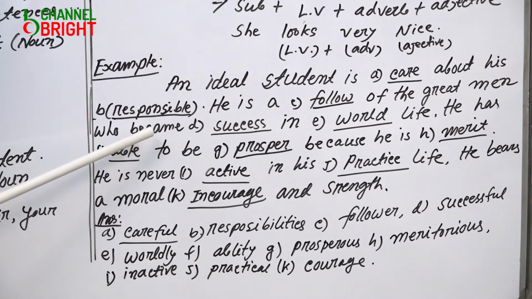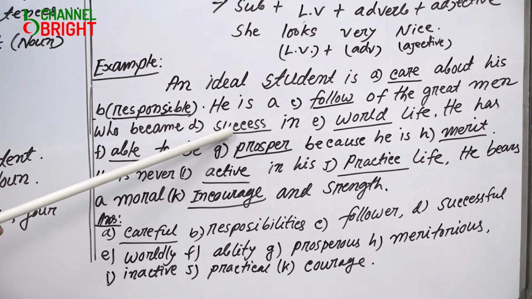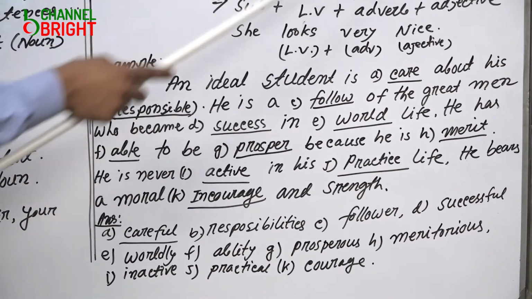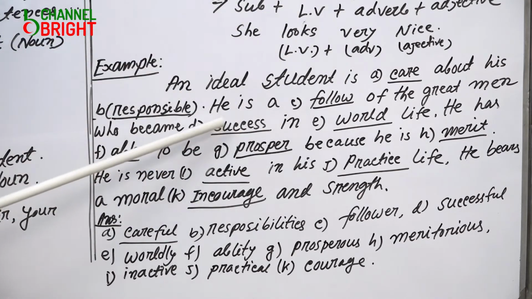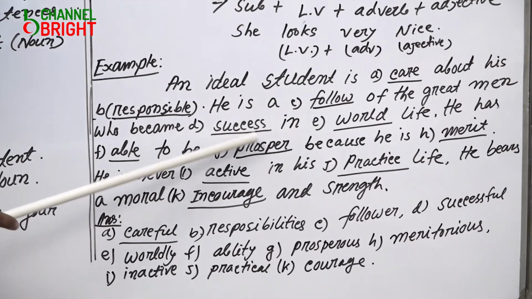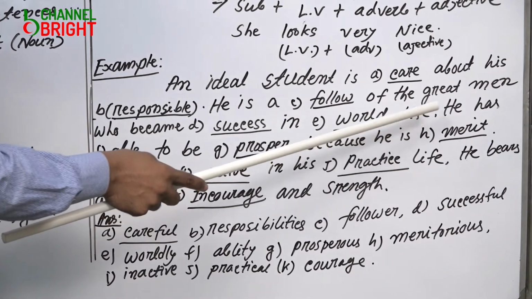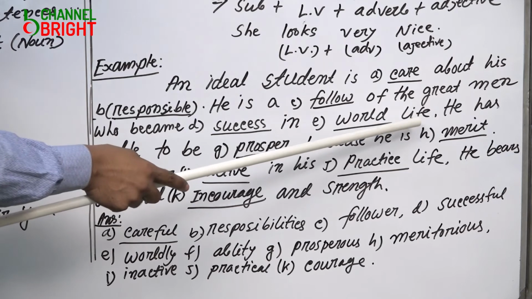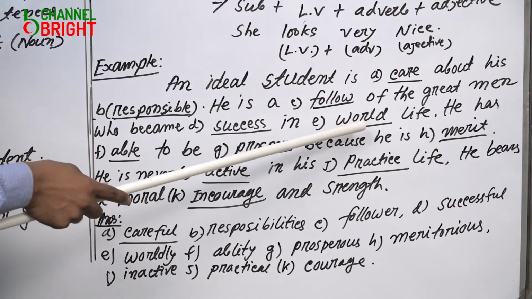He is a follower of the great men who become successful. Become is a linking verb, so that will be an adjective after the linking verb. So successful: success will be successful in worldly life. Before a noun, an adjective is used. Life is a noun, so world will be worldly.